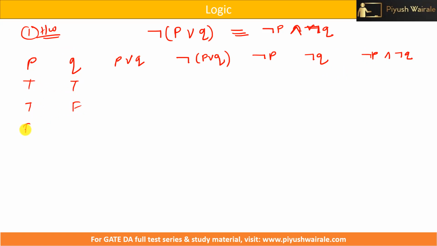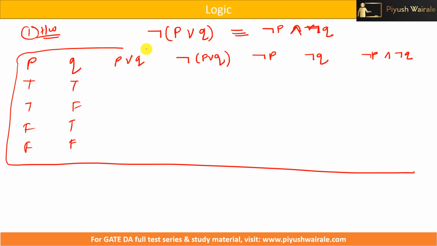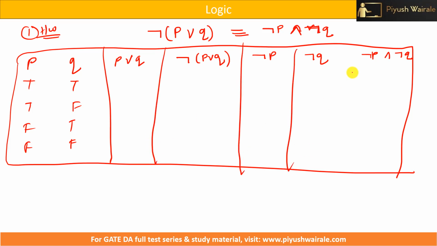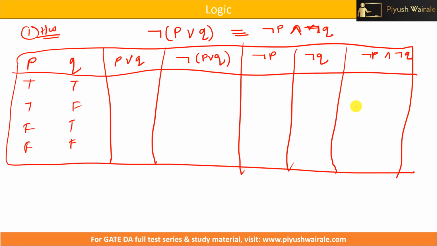True, true, true, false, false, false, and so on. Now just try to complete this truth table. You can comment below, or if you're using my website, you can directly post a screenshot of this table. You need to fill in the blank spaces: what will be the value of P or Q, then negation of (P or Q), negation of P, negation of Q. What I'm saying is that these two are equivalent, so try to see whether these columns are equal or not. So that's it for this lecture.